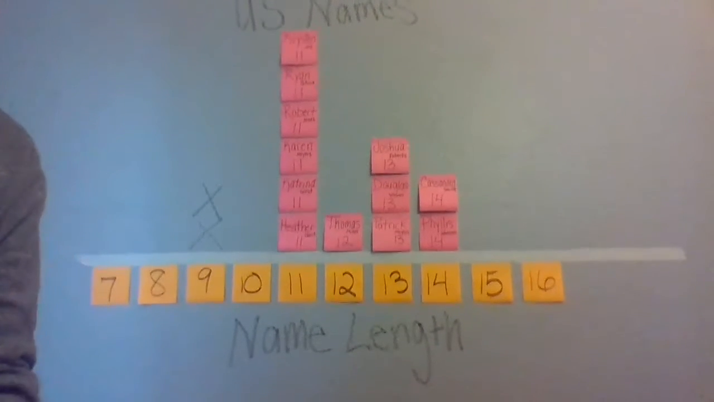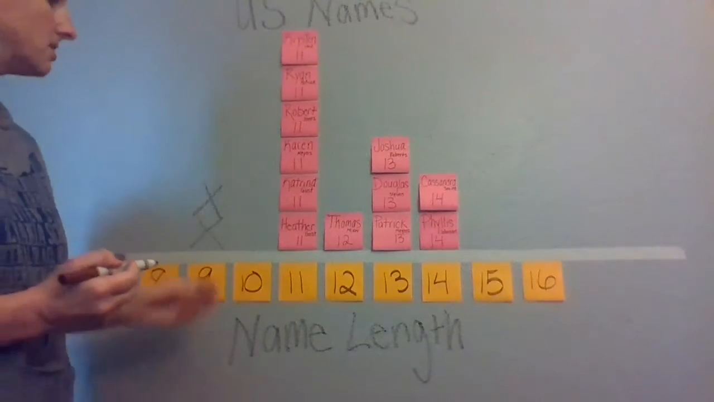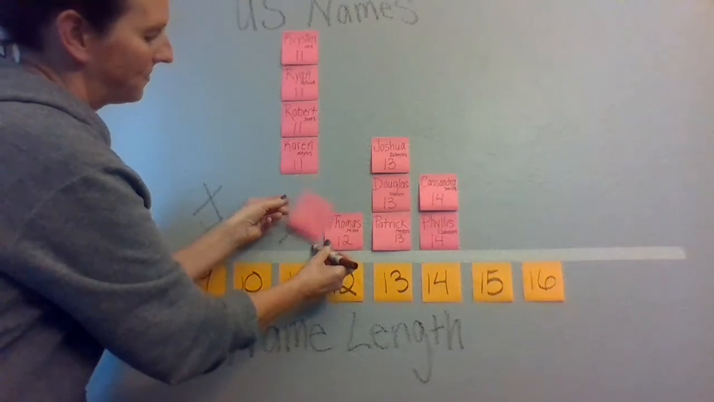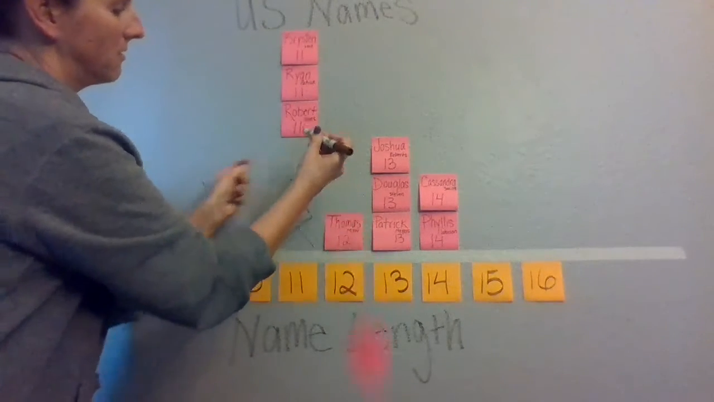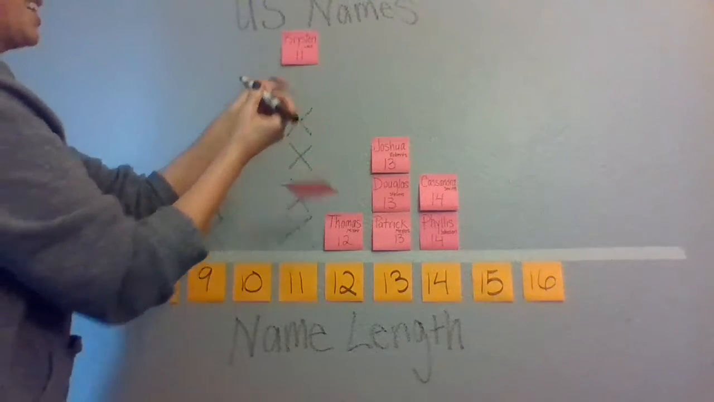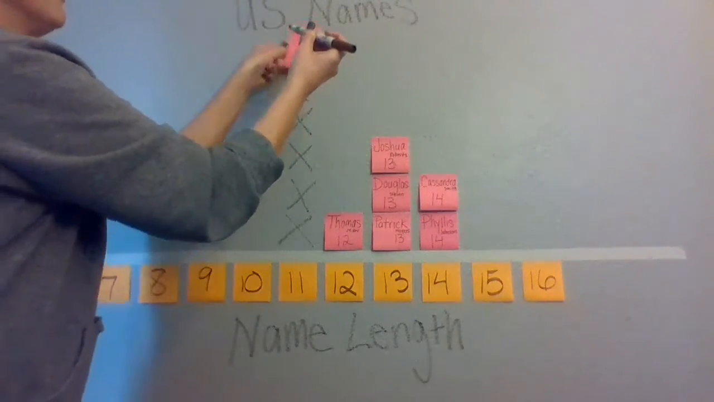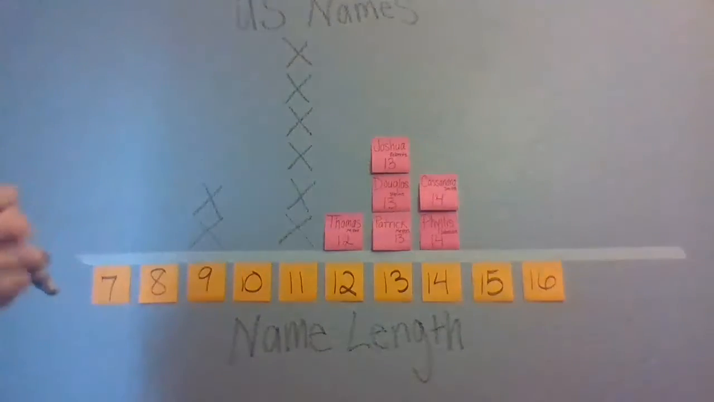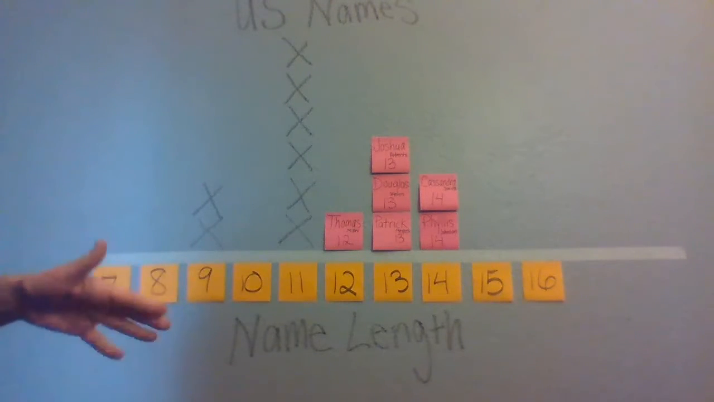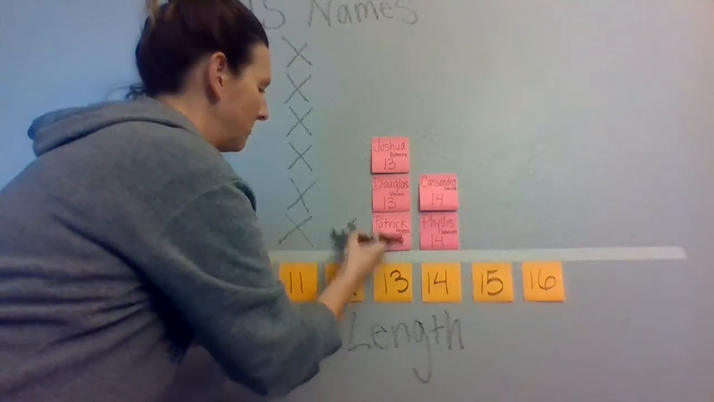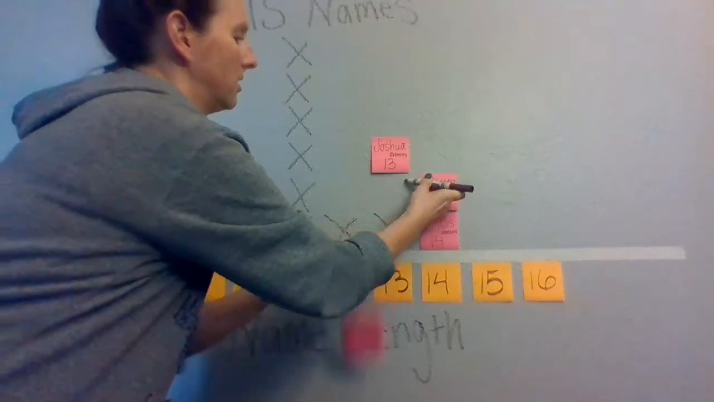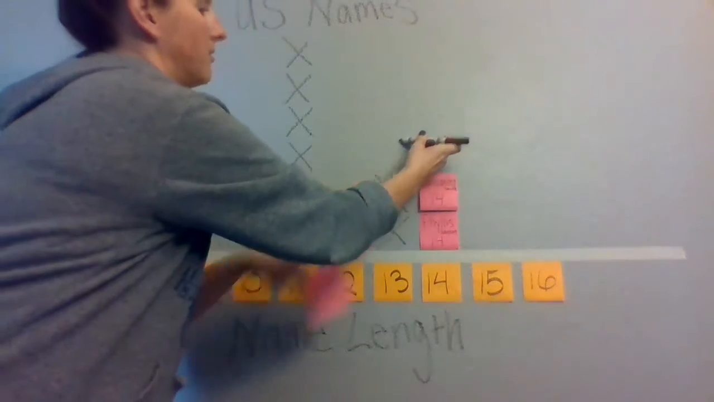So let me zoom in the camera to the graph so that you can see that. So I'm just removing the sticky note and putting an X. Okay, so pretty simple to do. I want to make sure that my X's are about the same size, same shape, okay, because I still want to be able to compare using this graph.